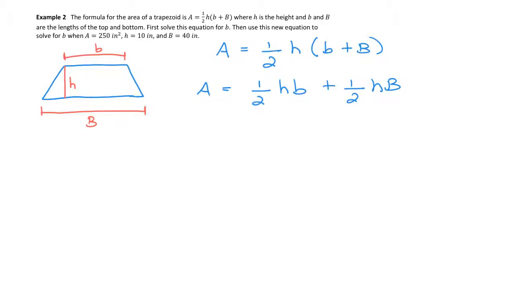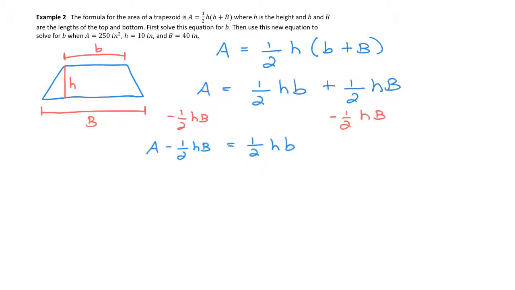Now our goal is to get this lowercase b by itself. So that means I'm going to take this and I'm going to move it to the other side of my equation. So I'm going to subtract it from both sides. So I'm going to take negative 1/2 hb from both sides of this equation. My result is A minus 1/2 h times b is equal to 1/2 h times uppercase B.